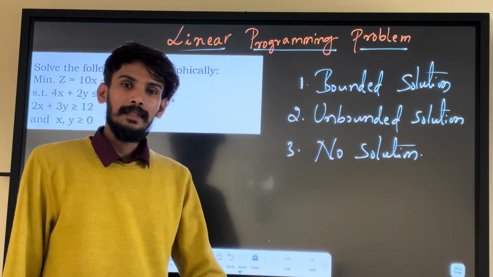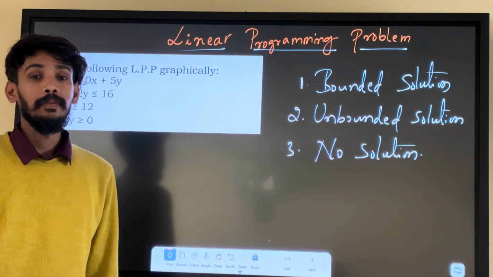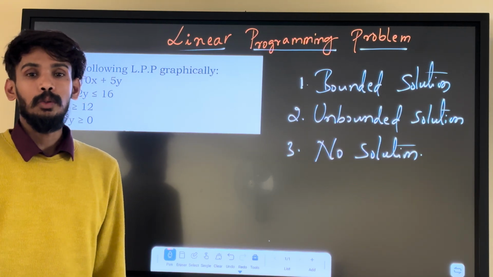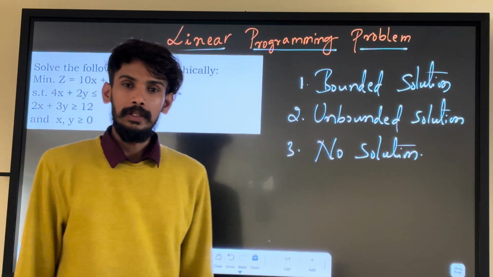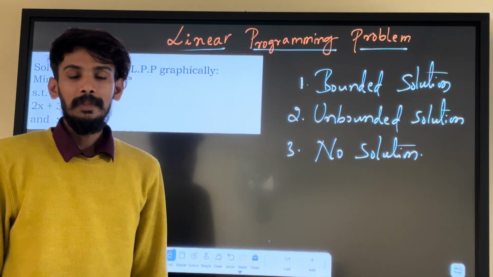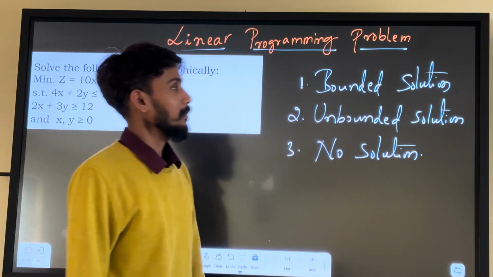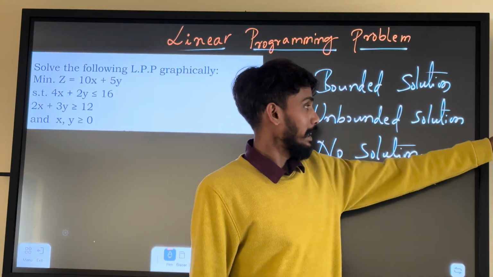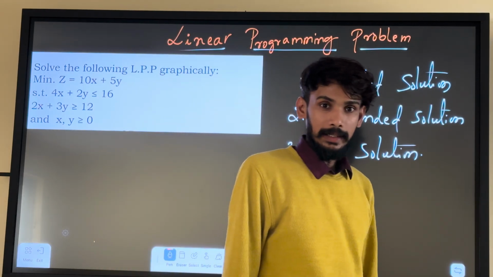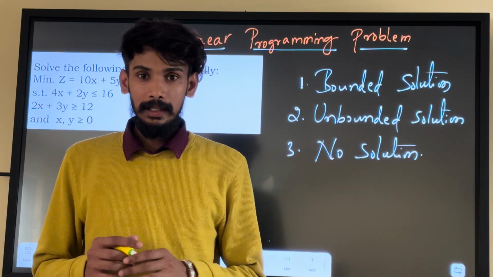Today I'm going to discuss linear programming problems, which are very important from the point of view of examination. It is going to appear as the 35th question in the annual examination. In this linear programming problem, we are going to find the solution for the objective function with respect to the subject constraints and the positive inequalities. We are going to find the solution graphically.